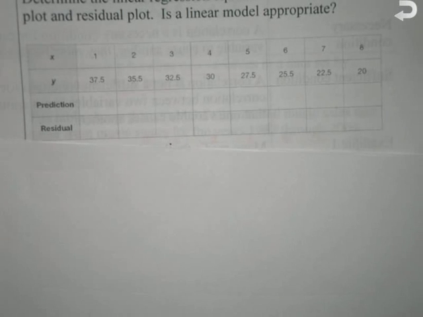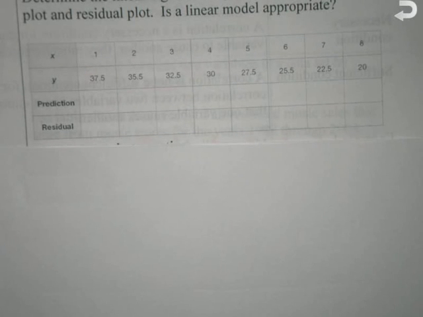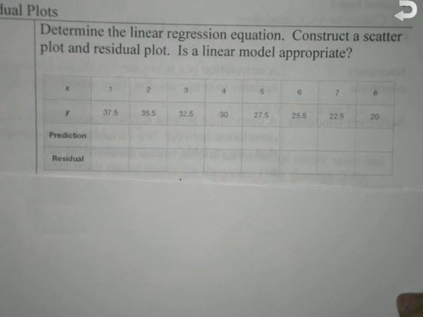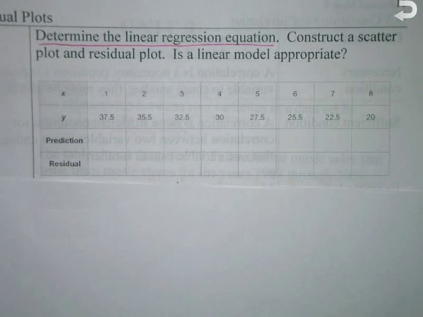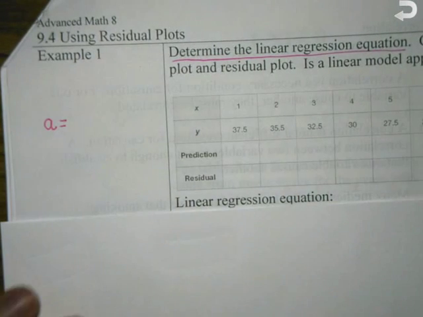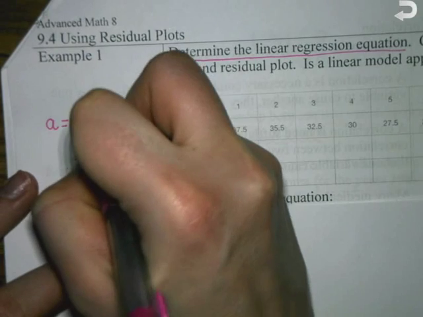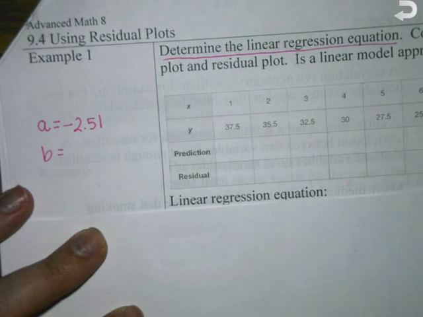Okay, so for this problem, the first thing they want us to do before we can do anything in the chart is to determine the linear regression equation. Now, for the sake of time, because it would take the entire class period if we calculated all that by hand, I'm going to give you the A and the B and the R, and then we're going to use those to do everything else. On top of the chart, or right next to it, A is equal to negative 2.51, B is equal to 40.18.